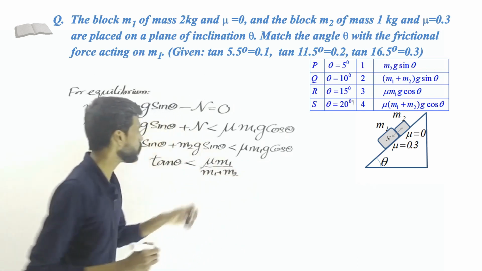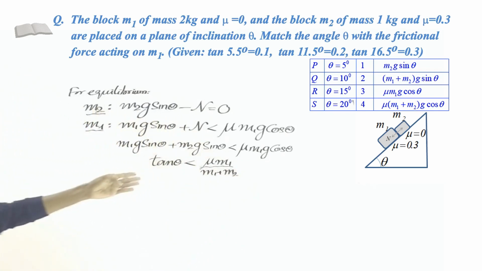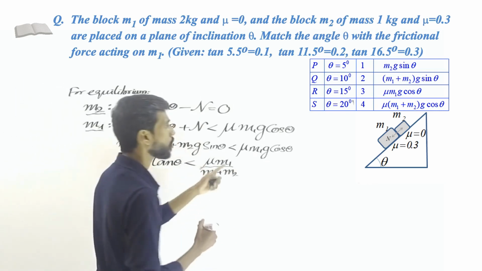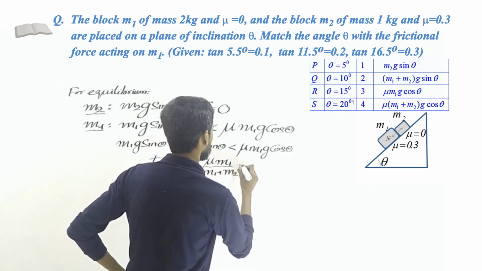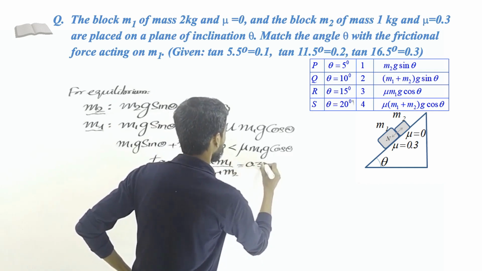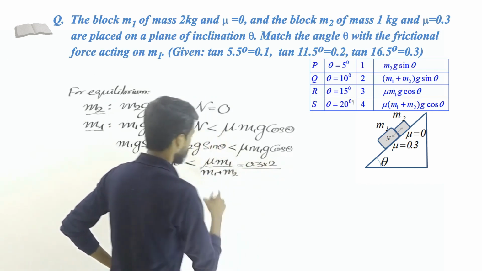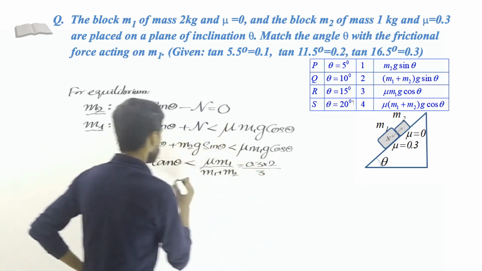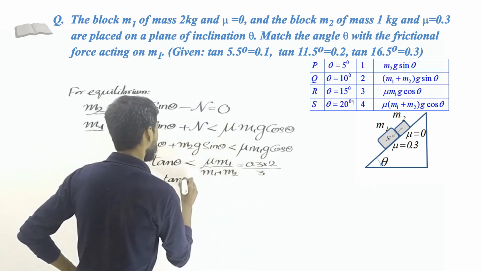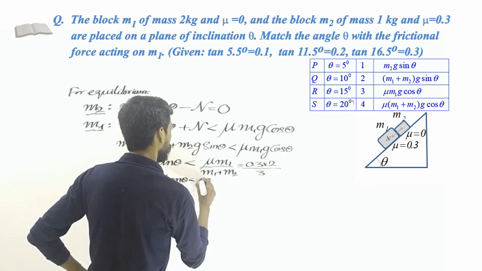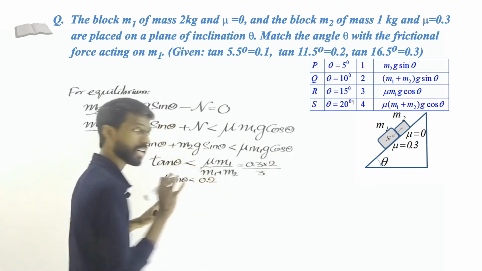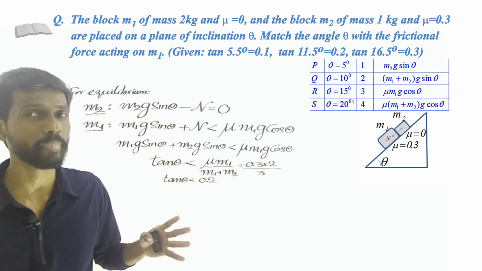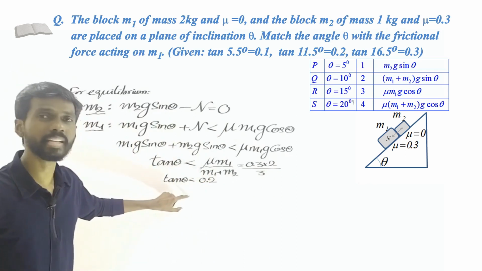But I think the values M1, M2 are given, right? The mass of the object. So that is 2 and 1. So that means mu is also known. So that is 0.3, so this value is 0.3 multiplied by 2 divided by 1 plus 2, 3. This means 0.2. So our tan theta should be less than 0.2. That's all. That is the condition for the system to be in equilibrium.